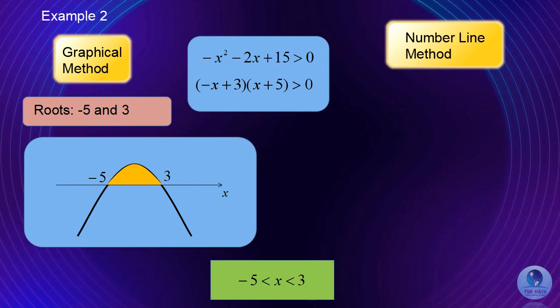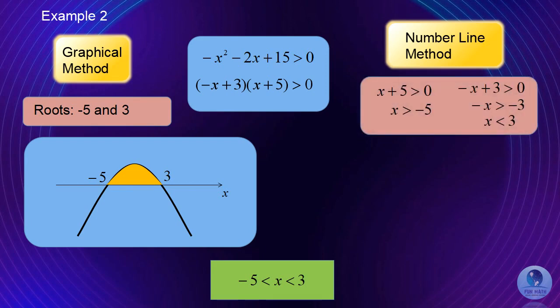Let's look at the number line method. After you have factorized this inequality, you need to split them into two. x plus 5 is greater than 0 and you get x is greater than negative 5. Meanwhile, negative x plus 3 is greater than 0 and you get negative x is greater than negative 3. Multiply with a negative sign and you get x is lesser than 3.